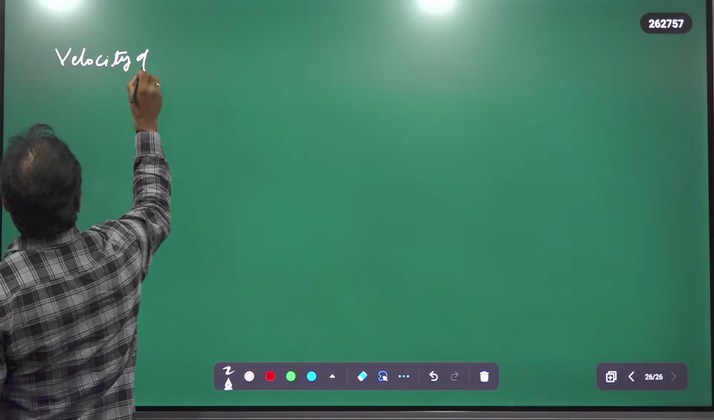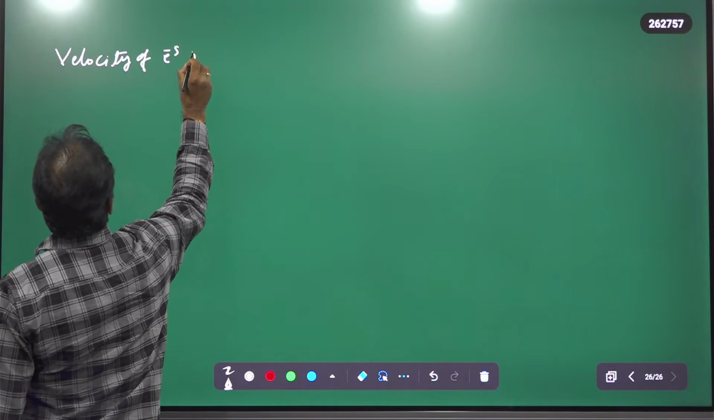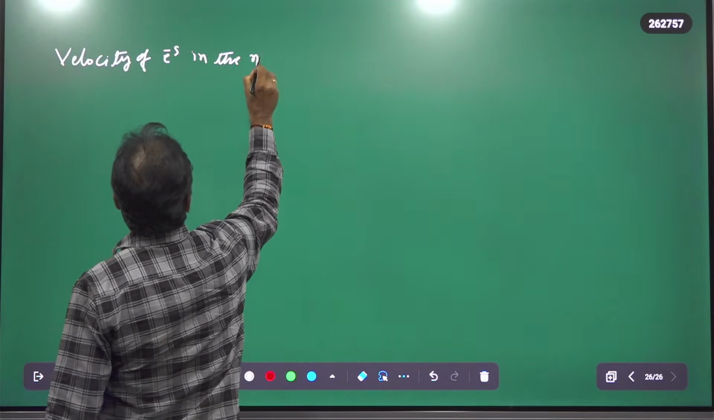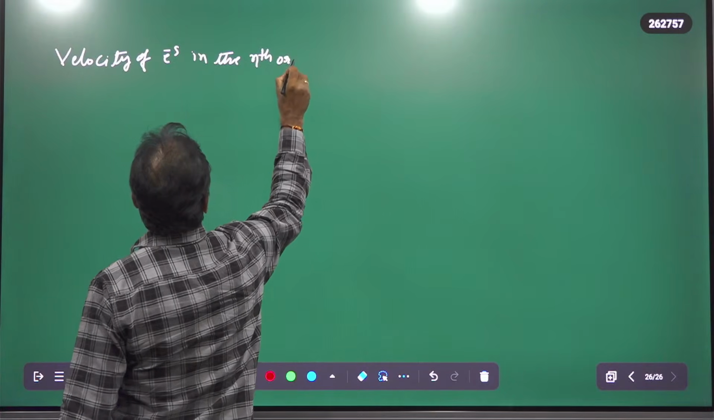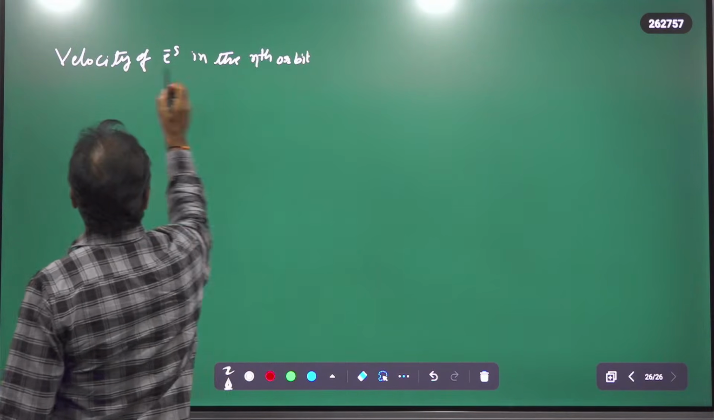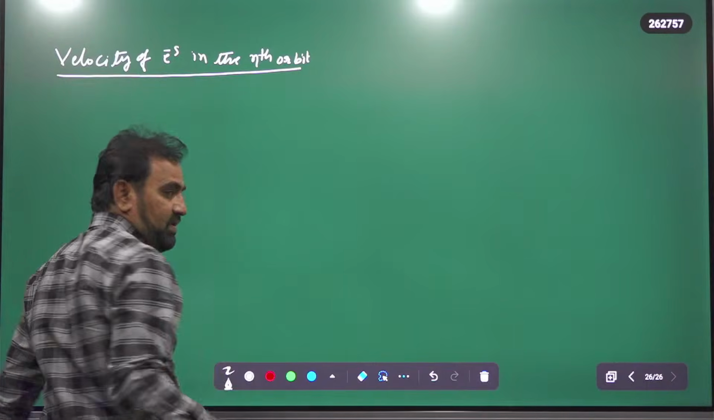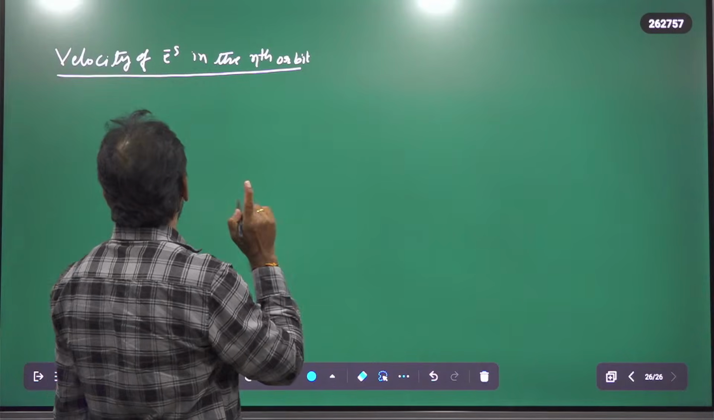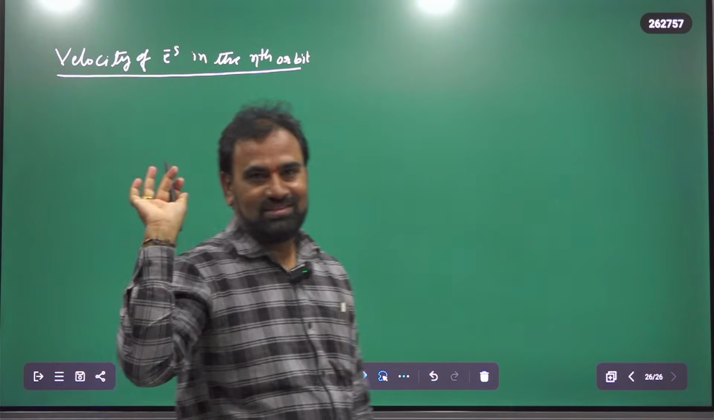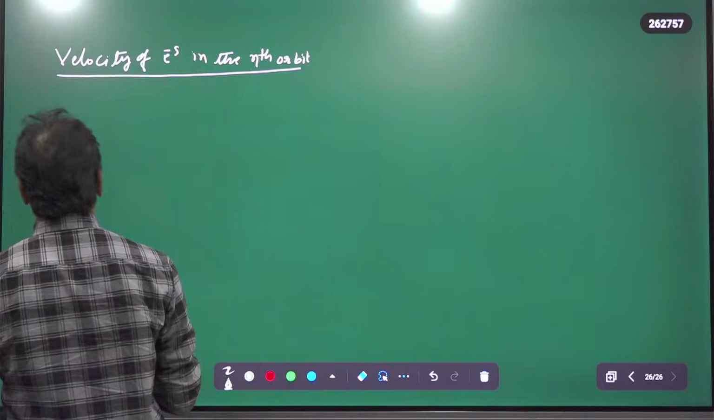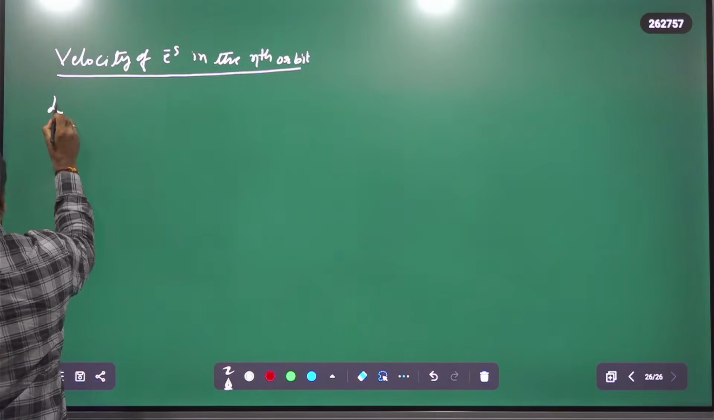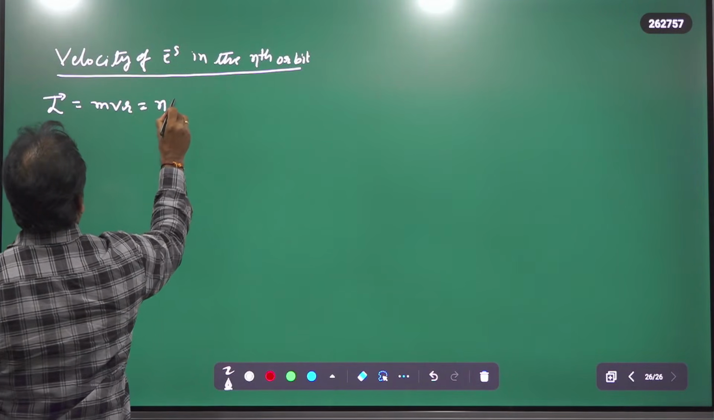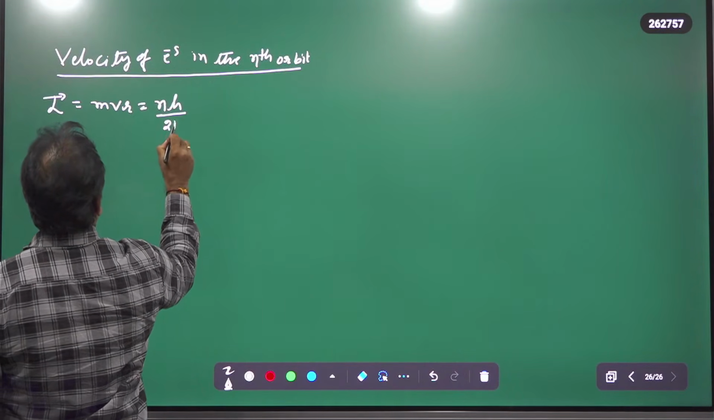Velocity of electron in the nth orbit. When an electron is revolving around the nucleus, its angular momentum remains constant. Is it clear? That is, L is equal to mvr, which is equal to nh upon 2 pi, as you already know.